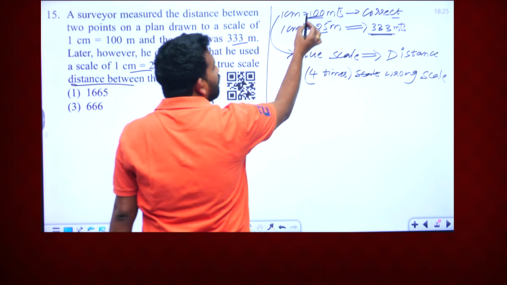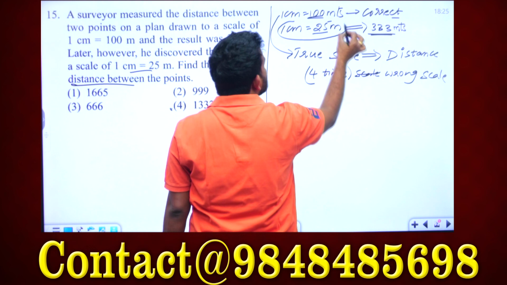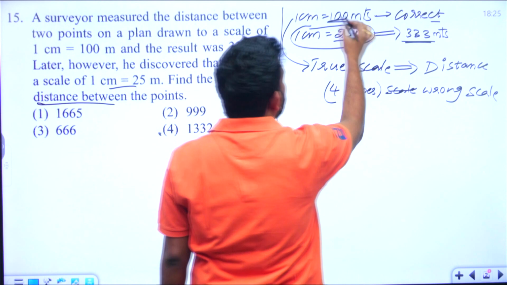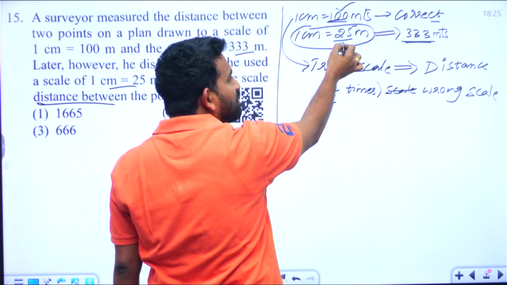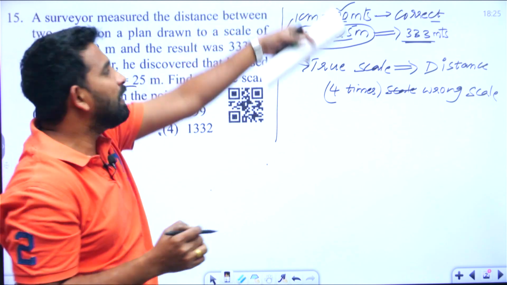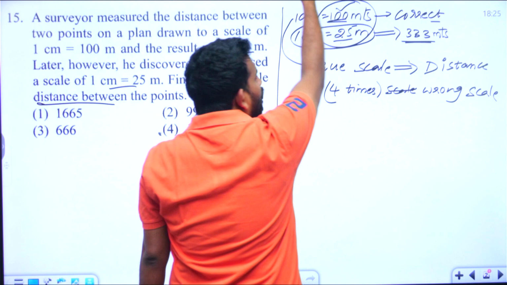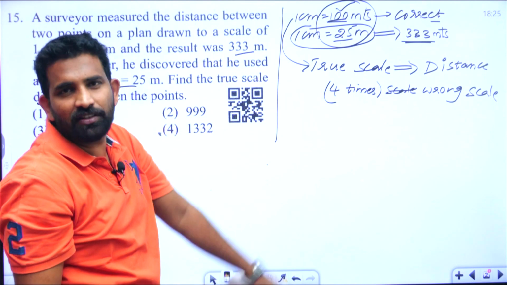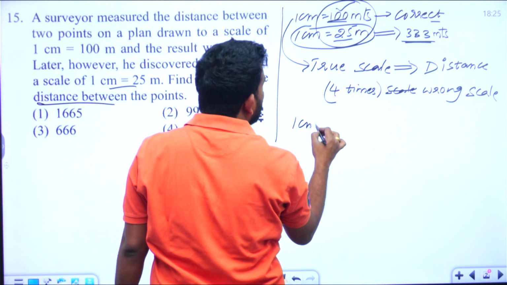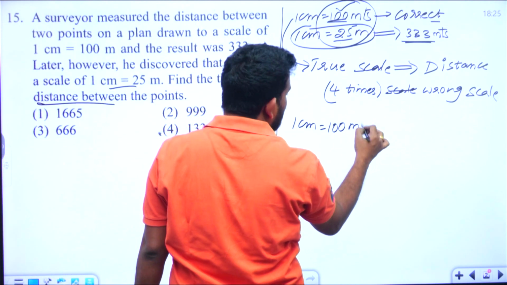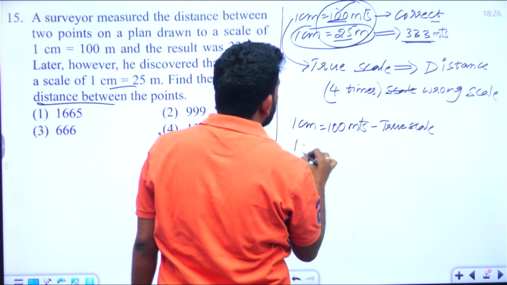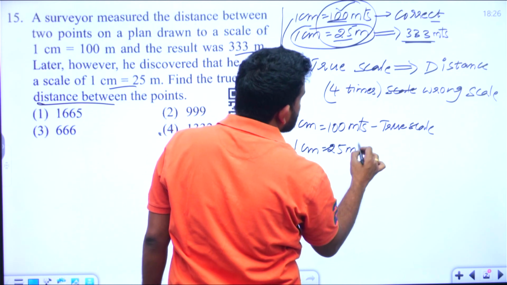You can see clearly here, 1 centimeter is equal to 25 meters is the wrong scale that I have taken. I was supposed to take a scale of 1 centimeter is equal to 100 meters, which is 4 times that of this scale. Obviously, the answer would be 333 times 4, because he took the wrong scale, 4 times less than the scale he had to take. So when 1 centimeter is equal to 100 meters, this is the true scale. But he took a scale of 1 centimeter is equal to 25 meters, which was the wrong scale.